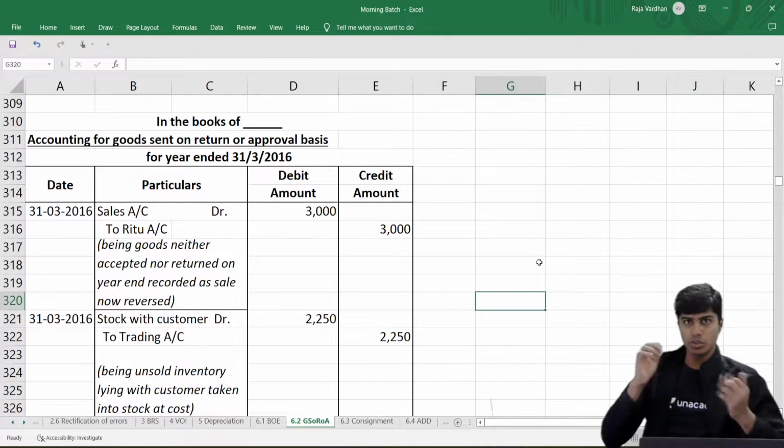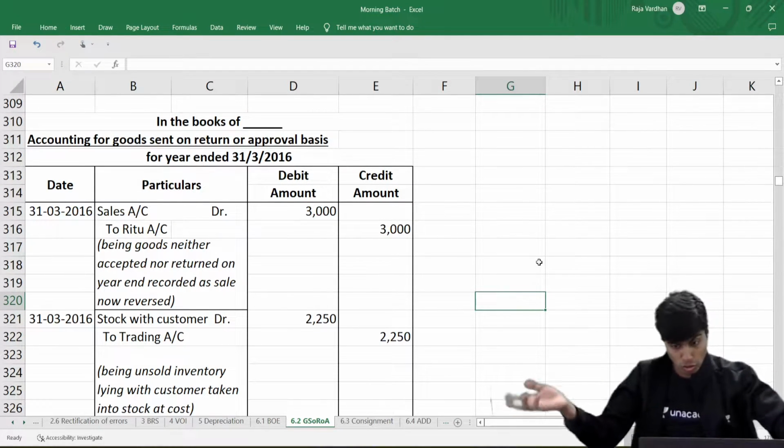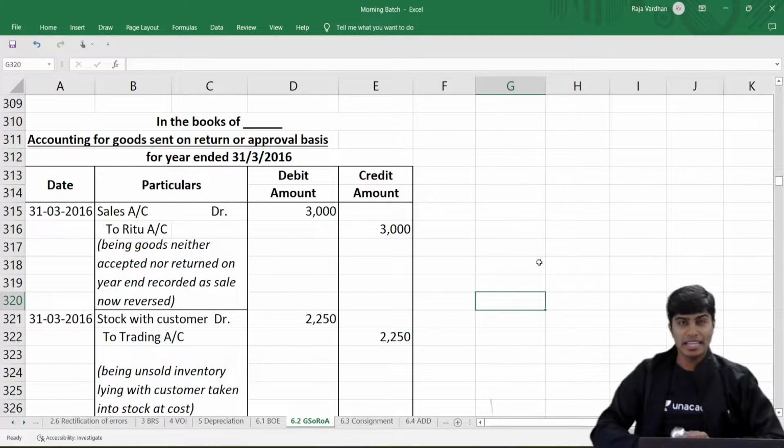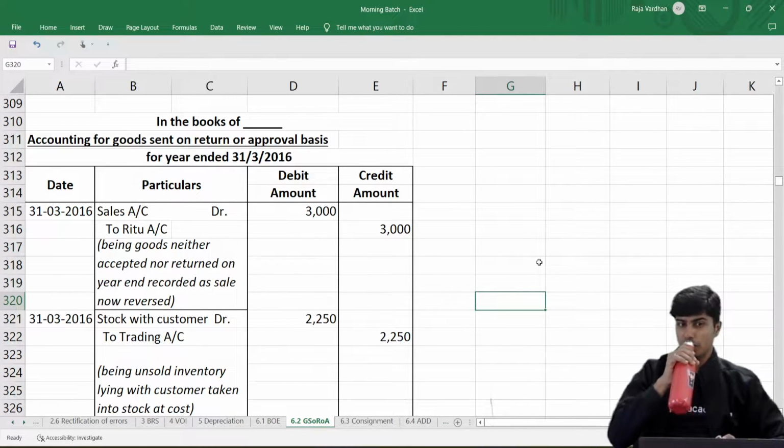I hope you guys understood this. I hope you have no doubts with this. Am I now safe to go to illustration number 8?